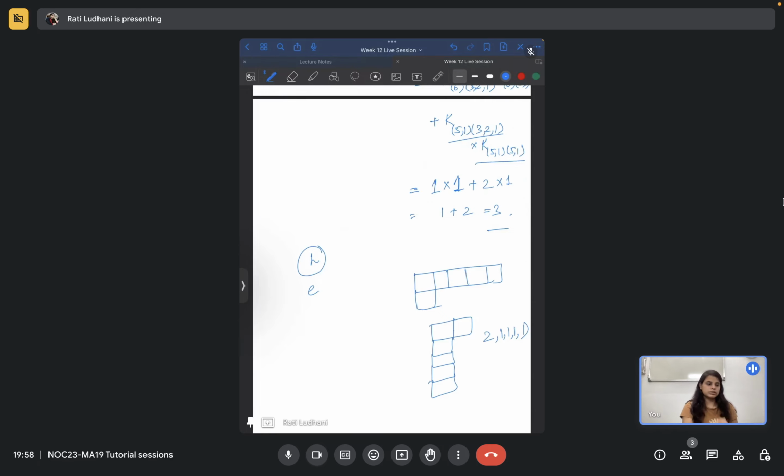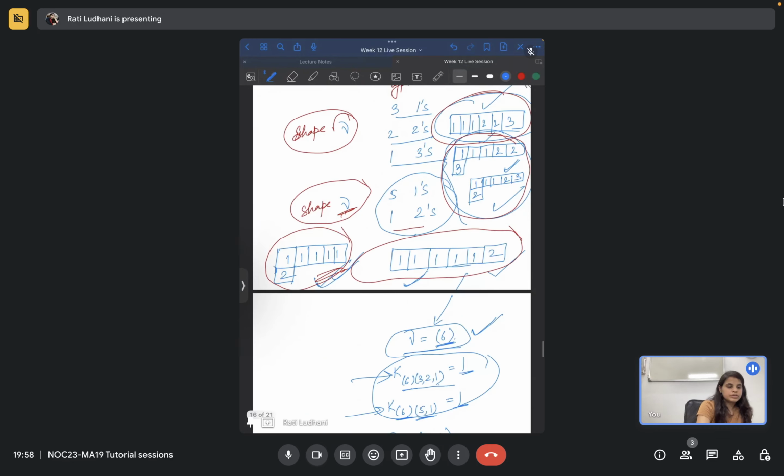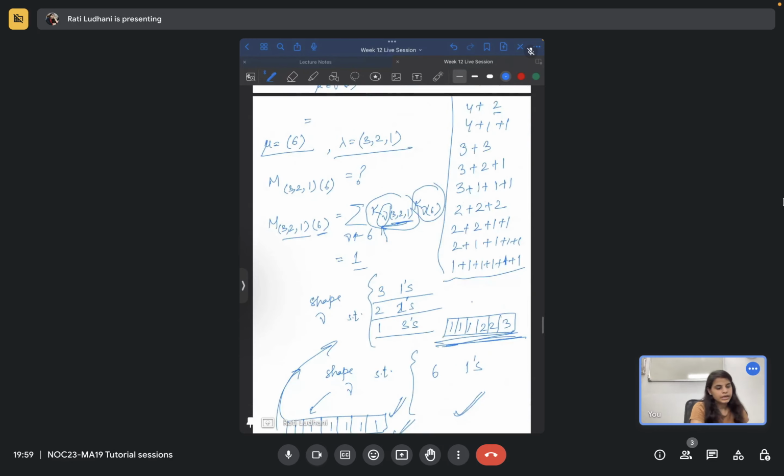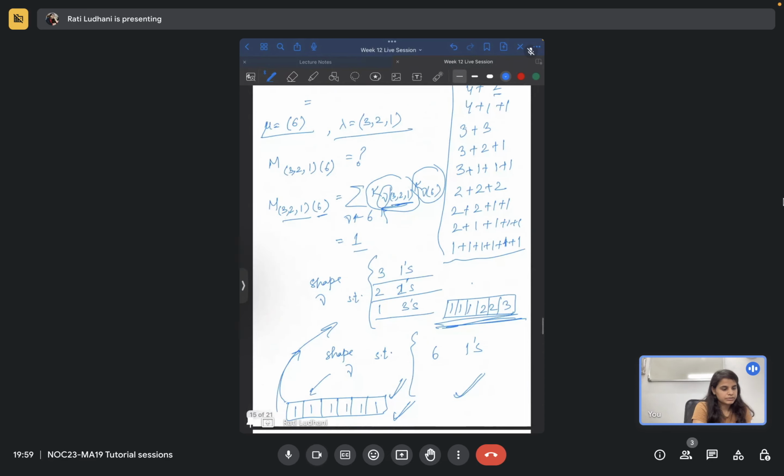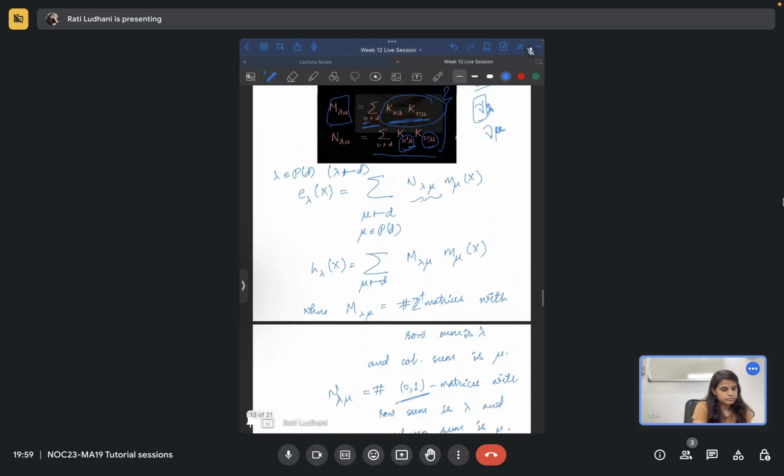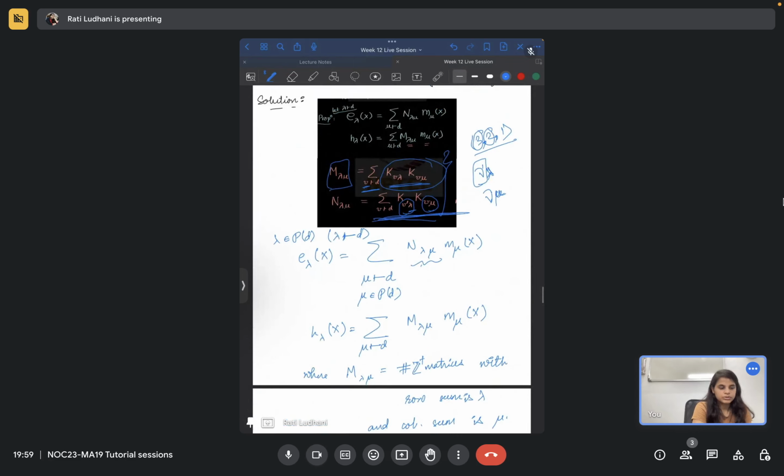Using this, whatever you are considering, use this and find the value of this one. Exact same thing. Just you need to consider nu dash.